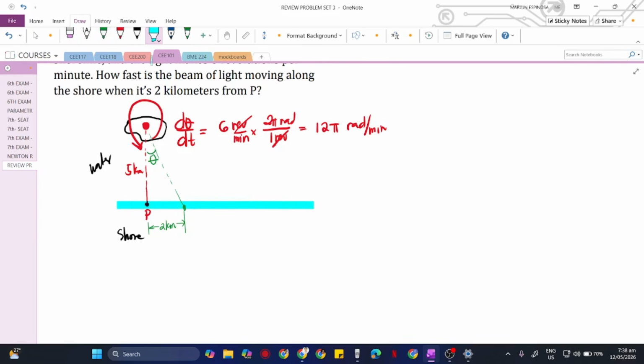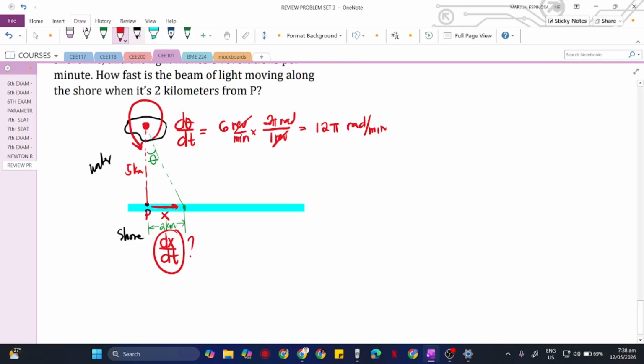So, the question here is, how fast is the beam moving? Let's say that this part right here is x. Basically, we will get dx over dt. How fast is the beam of light moving along the shoreline? This is the shoreline, so our light is moving along that shoreline. So, we can say that is x. So, dx over dt is what we will look for.